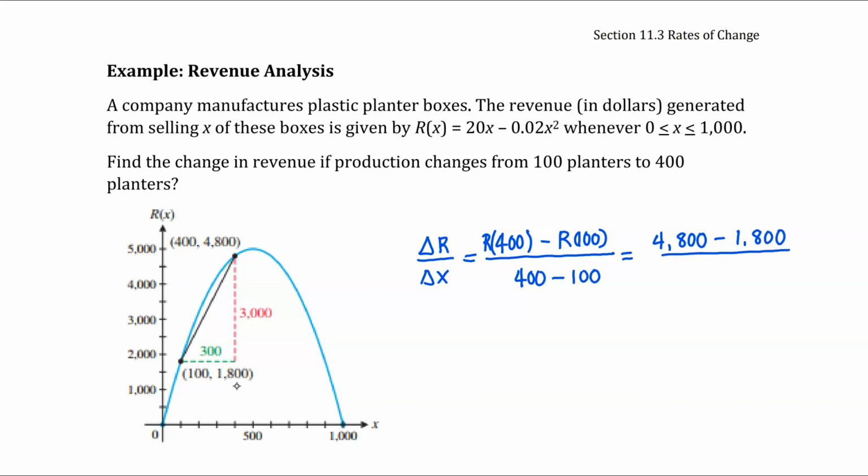Divided by 400 minus 100, which is 300. Now 4,800 minus 1,800 is 3,000. 3,000 divided by 300 is equal to 10. Now this implies that the average rate of change in revenue if production changes from 100 to 400 planters is $10 per box.